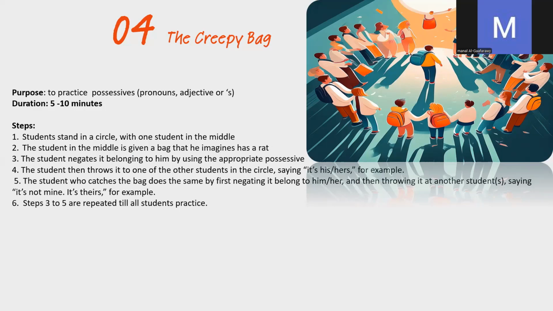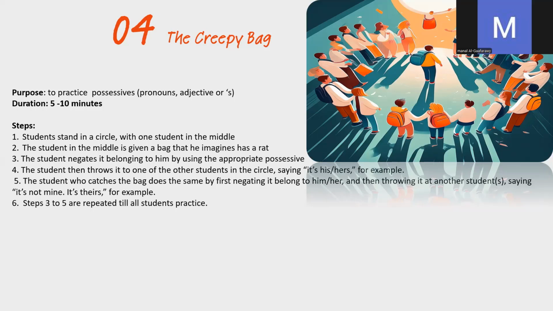Students again stand in a circle with one student in the middle. The student in the middle is given a bag that he imagines has a rat or any creepy creature. The student negates it belonging to him by using the appropriate possessive. The student then throws it to one of the other students in the circle, saying it's his or hers. So it should be like that.